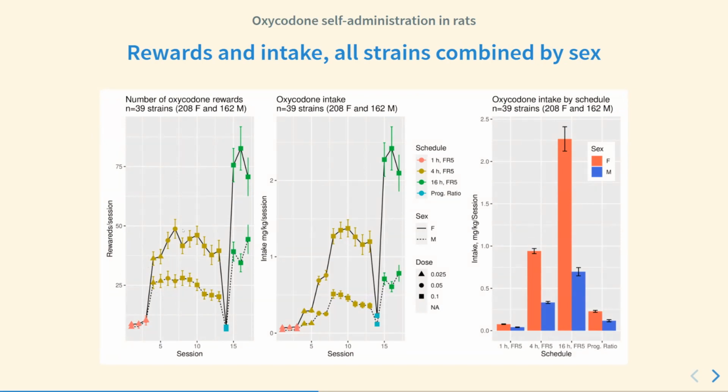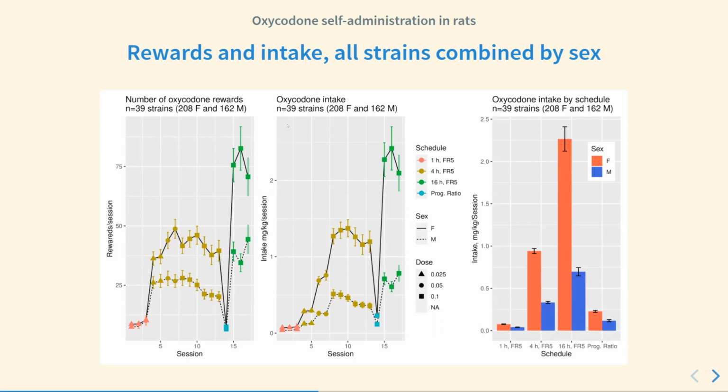So this is the number of rewards from females, and this is the number of rewards from males. So here it's no longer inactive licks, this is the number of rewards obtained by the males. Again, there is a huge sex difference here. And then we convert rewards into an intake.